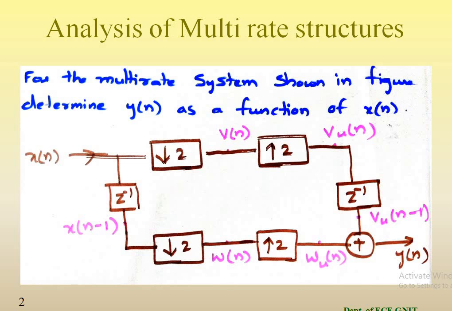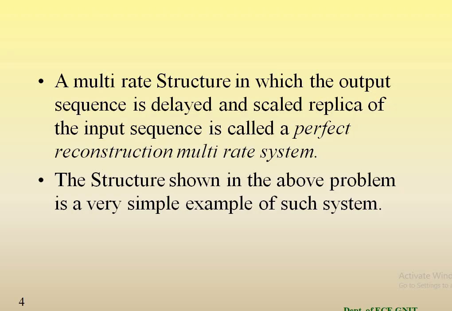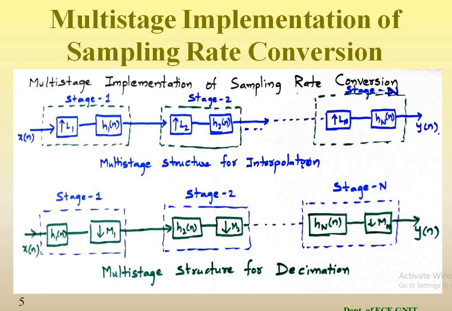Now, let us move forward to considering multistage implementations of sampling rate conversion. Generally, in sampling rate conversion, when the sampling rate conversion factor I, or L as we have used in our discussions, or M is very large, then multistage sampling rate conversion is a computationally efficient realization.